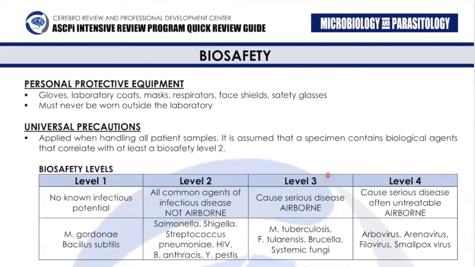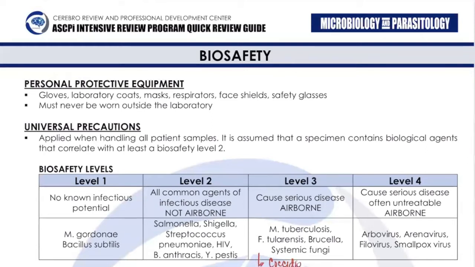Then we have biosafety level 3. These are those that cause serious disease and are airborne. So that includes Mycobacterium tuberculosis, Francisella tularensis, Brucella, and we have the systemic fungi. Okay, so in my exam, sorry, I mentioned earlier that it's level 2, but it's actually level 3. Yung question sa exam ko is which of the following organisms require a biosafety level 3 handling? Parang ganon. And in the choices, I could vividly recall na dun si Coccidioides immitis. And I'm sure that that is the answer.